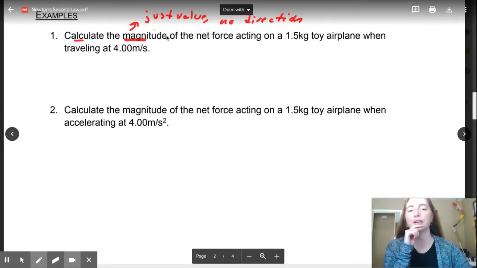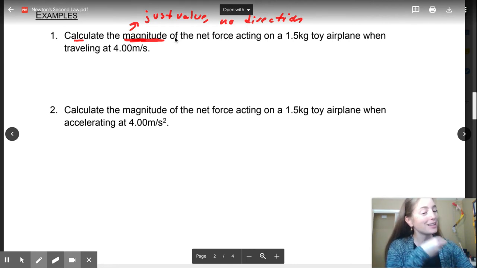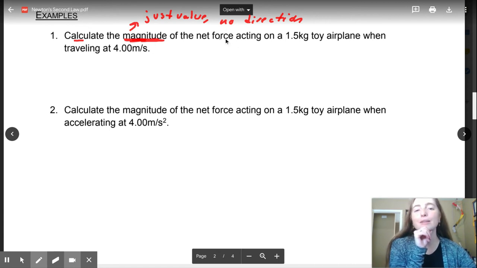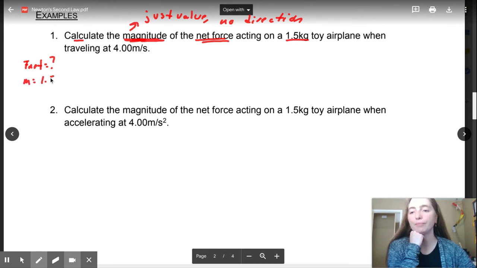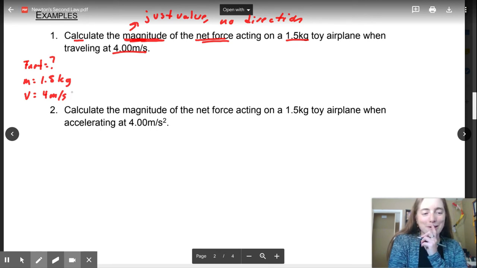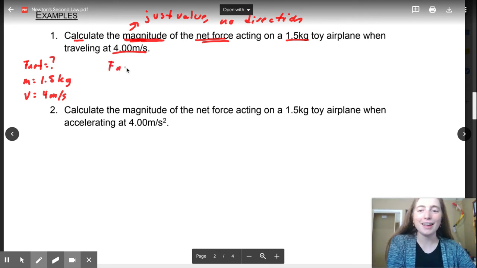All right. So, ladies and gentlemen, just the value, no direction. For this, I don't want a direction because I said what is the magnitude. All right, no direction. So calculate the magnitude of the net force. So we're trying to find F net, acting on a 1.5 kilogram toy airplane traveling at 4 meters per second. Well, that's its velocity. So ladies and gentlemen, F net equals MA.